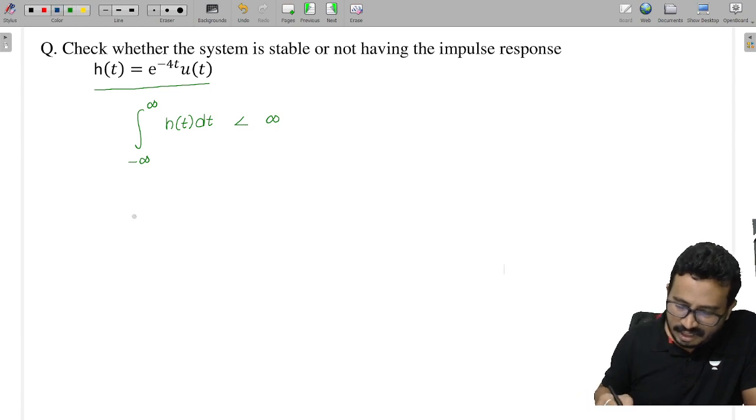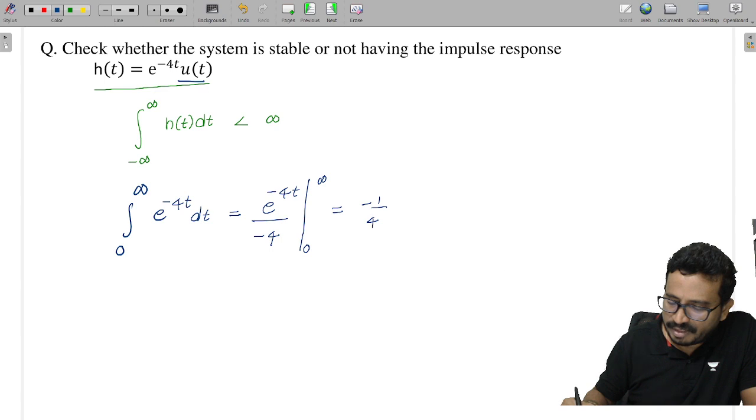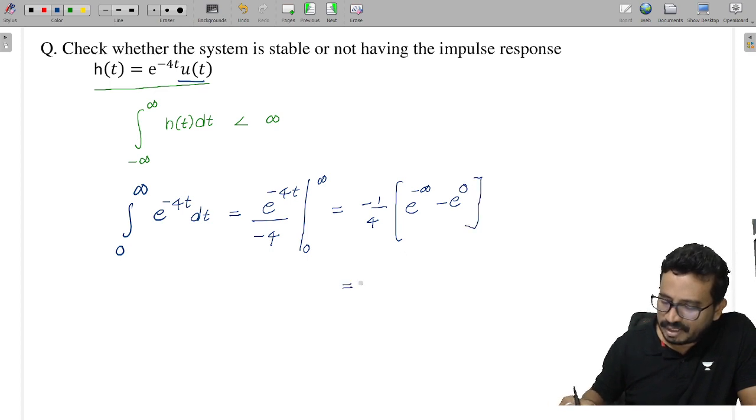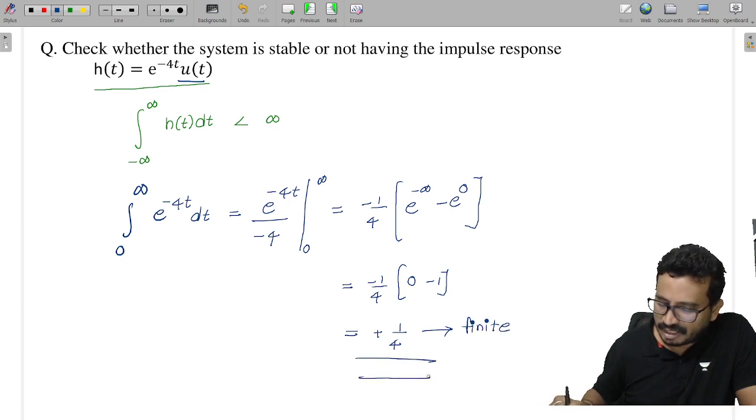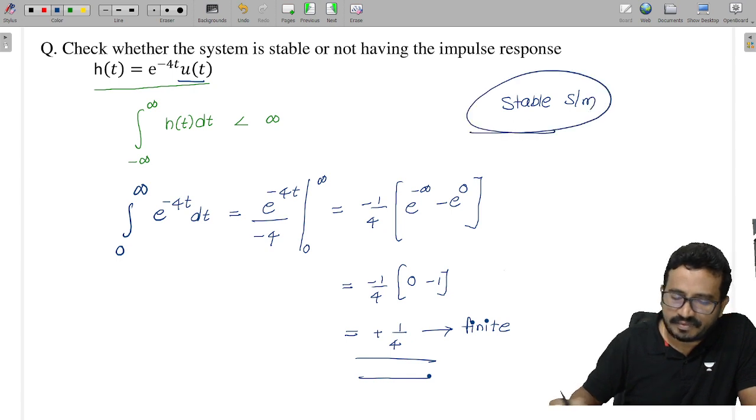Now I can do this integral. We have u of t there, so the limits are 0 to infinity only. h of t is e power minus 4t into dt. So we get e power minus 4t by minus 4, with limits 0 to infinity. That is minus 1 by 4 into, subtracting the lower limit from the upper limit, e power minus infinity minus e power 0. What I will get is minus 1 by 4 into 0 minus 1, which is equal to plus 1 by 4. This is a finite value, so I can say the system is stable. Since it is a finite value, we can say it is a stable system.